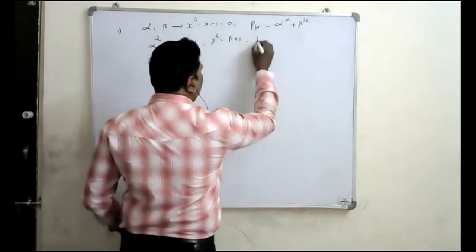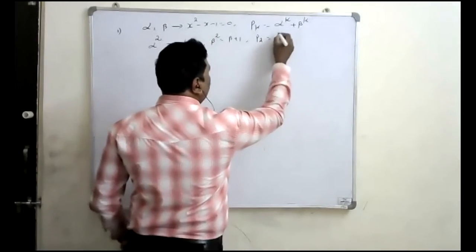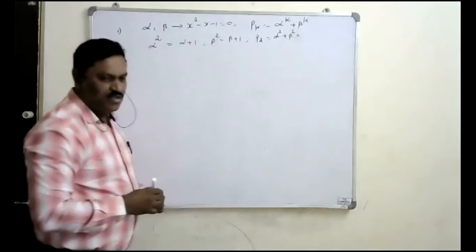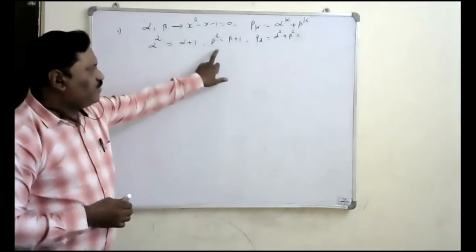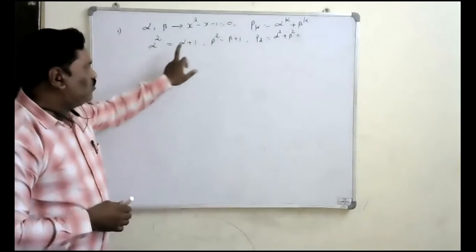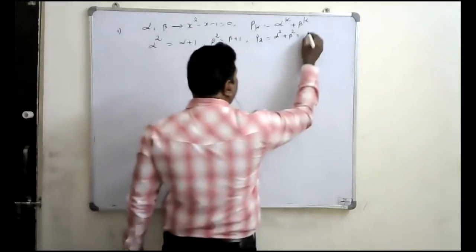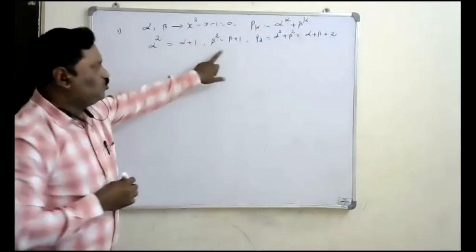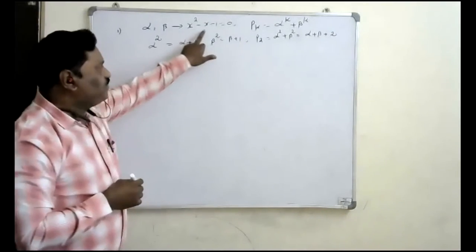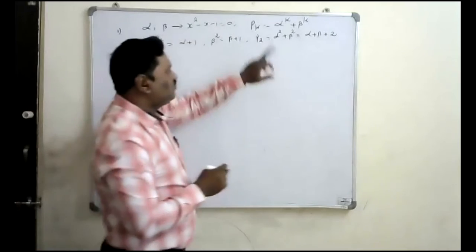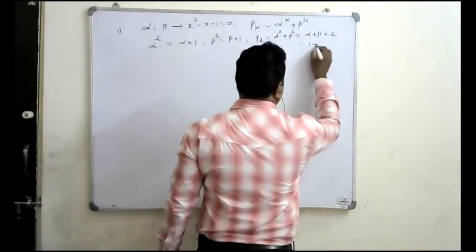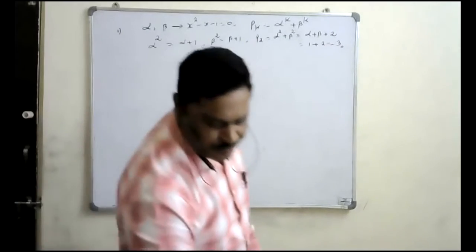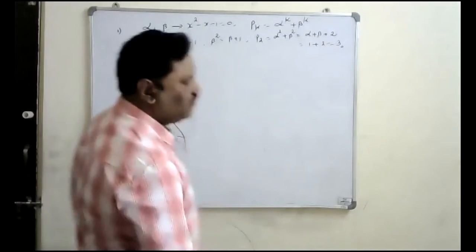Now I will calculate P2. P2 means keep k equal to 2. Then it is alpha square plus beta square. That is P2. So alpha square plus beta square means we have to add both of these. If we add both, we get alpha plus beta plus 2. That is the sum of these two. But from this, the alpha plus beta value is 1. So it is 1 plus 2, that is 3. This is the value of P2, that is alpha square plus beta square.